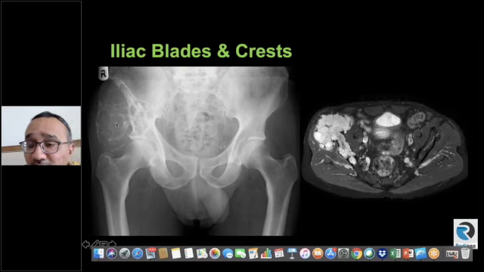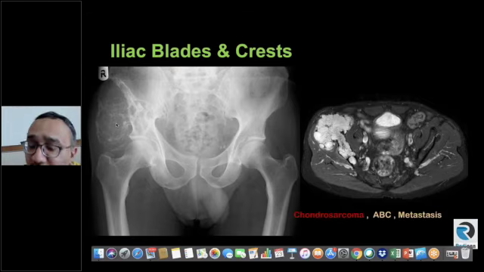So it looks like an infiltrative process. This patient had an MRI, and the MRI shows a lobular hyperintense lesion arising from the iliac crest and extending inferiorly. This is a chondrosarcoma, and a high-grade chondrosarcoma, unless proven otherwise. So think about sarcomas, Ewing's in kids, but in adults, flat bones, think about chondrosarcoma. ABC and metastases will be in the differential as well.